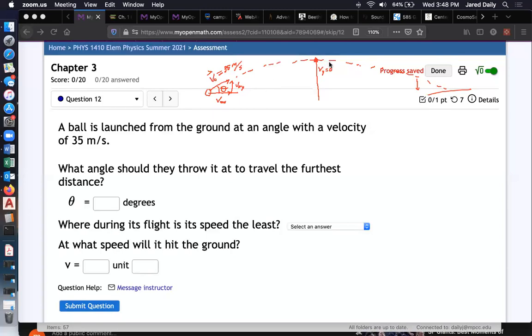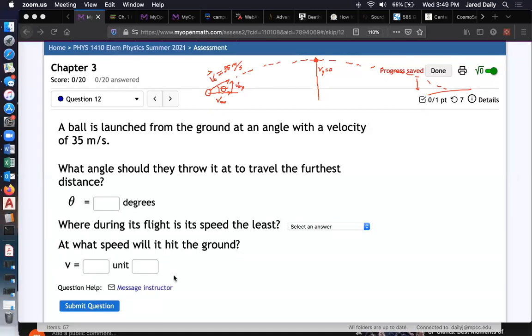Because gravity is going to speed it up in the vertical direction, and that vertical direction plus the horizontal direction is going to give us an angled velocity down towards the player catching the ball. So the place that is slowed down the most, or has the least speed, is at the top of the motion. Now, what speed will it hit the ground with?